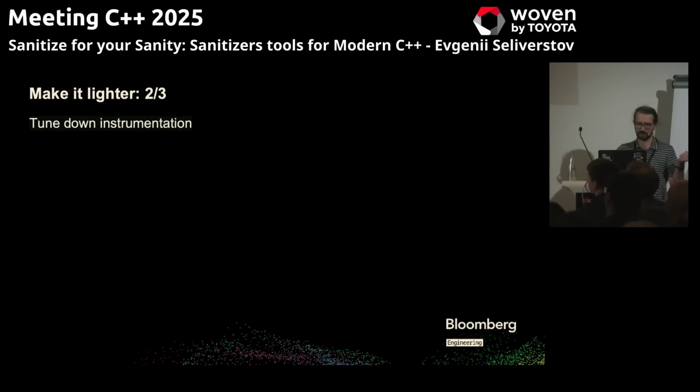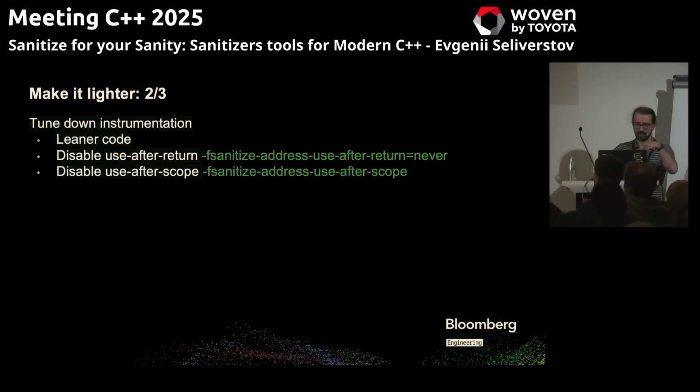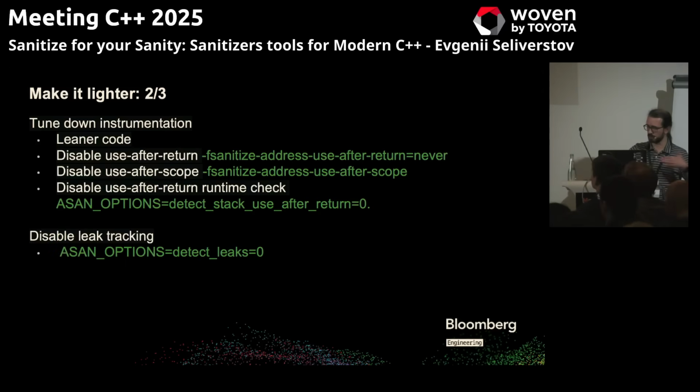OK, another idea. We can tune down instrumentation without turning it off entirely. It leads to leaner code, and what we usually do: if you are not particularly interested in use after return, we just turn off this one. Use after scope, same. Then at runtime, we can also, without any changes to code, disable specific stack overruns. Not so good, but if you get false positives, we'll speak about it later, you can also use it. Then sometimes leak tracking can be disabled because it makes your program a bit slower at the end of execution. We can just go and tune it.